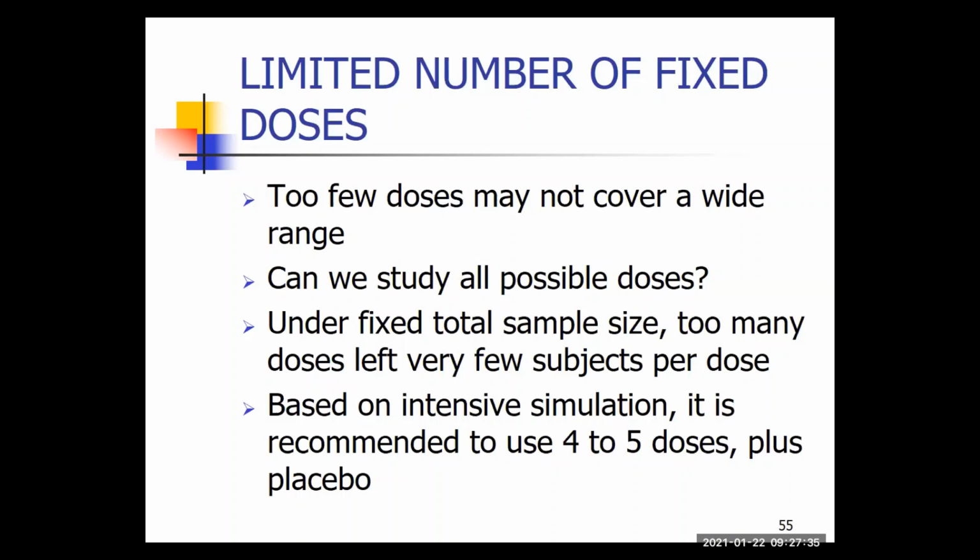But if you have 4 doses or 5 doses, it's more likely you can cover a wider range. Can we study all possible doses? No way. We can never study all possible doses. The true problem is under a fixed total sample size, too many doses left, very few subjects per dose. So what are you going to lose? You're going to lose precision.